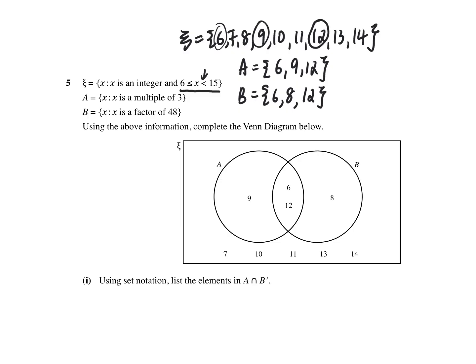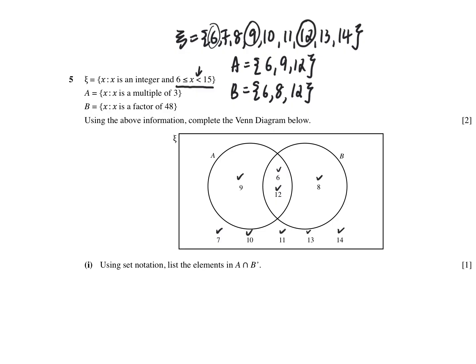Okay, and then they say, can you complete the Venn diagram? So you check 6, 7, 8, 9, 10, 11, 12, 13, 14. What other terms do we miss out? Actually, everything is there already, right? 6, 9. Yeah, then what do they want you to complete? 6, 7, 8, 9, 10, 11, 12, 13, 14. Yeah, all in already. Nothing to complete. Okay, but anyway, it says using set notation, can you list the elements in A intersect B complement?